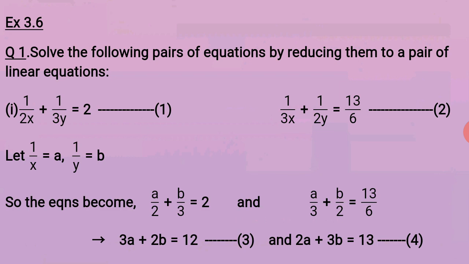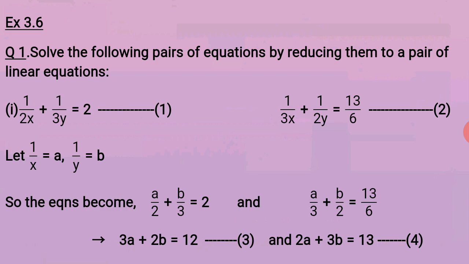So that is why the question says we have to reduce it to a pair of linear equations and then solve it. So how to do it? It's very simple. We are going to use substitution here. We are going to substitute 1 by x to be equal to some variable a and 1 by y to be another variable b.